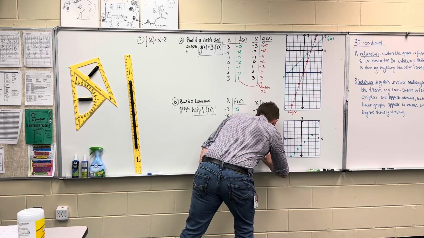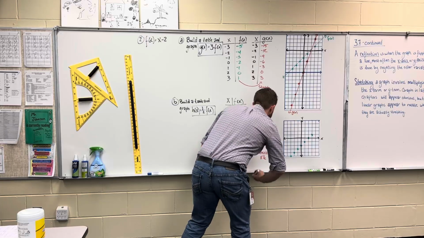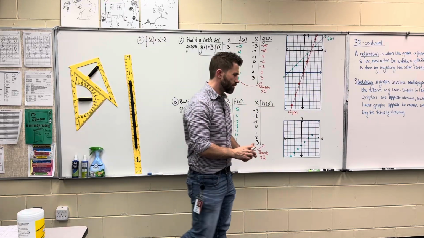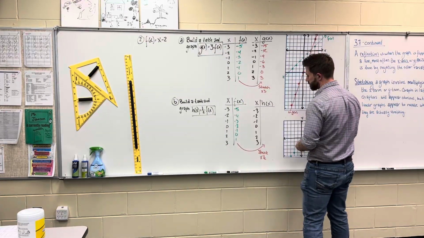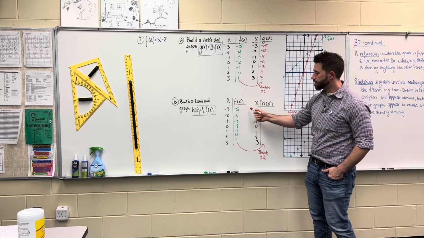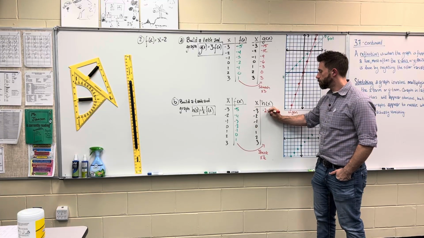So we're going to call this a shrink by half. I don't like using that word. I like compression, but I'm old school. So half of -5 is -2.5.